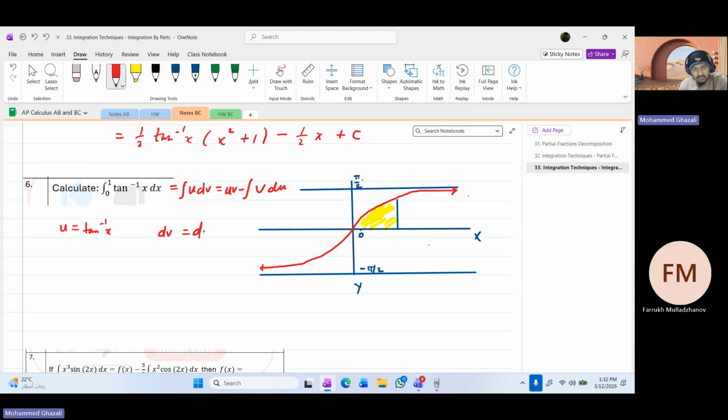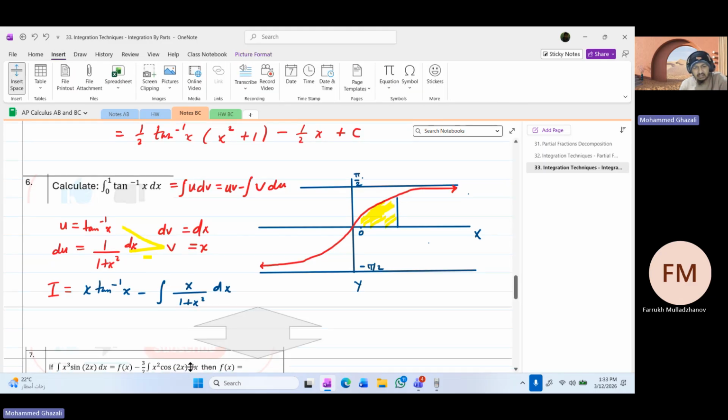Right, so what is dv equals to dx? So v is equal to x, and the derivative of tan inverse is 1 over 1 plus x squared dx. So now we have the integral, which is equals to, what's uv? uv is u times v. Remember, we're multiplying and then we're subtracting like this. u times v is x tan inverse x, minus the integral of v du, x over 1 plus x squared dx, okay?